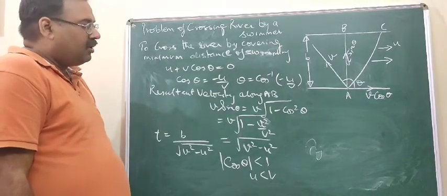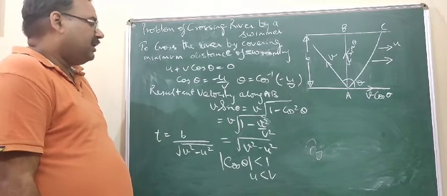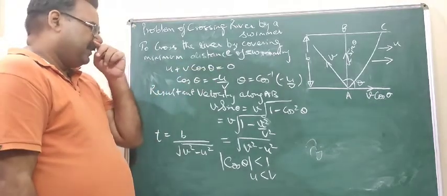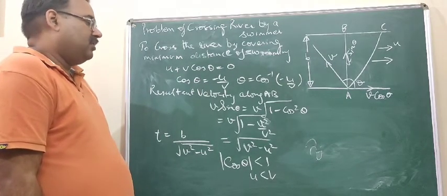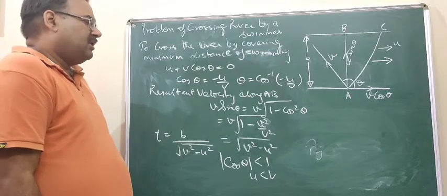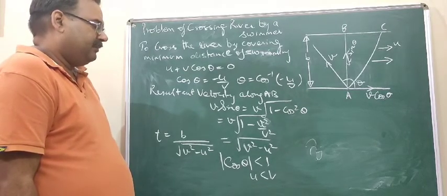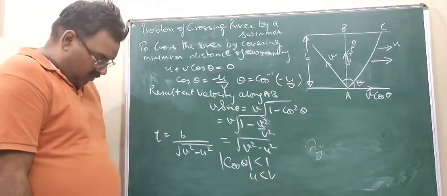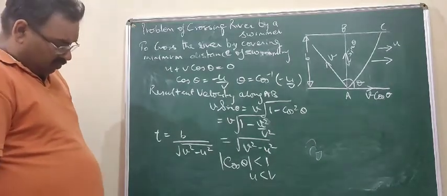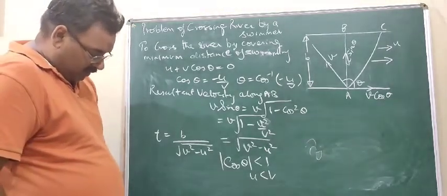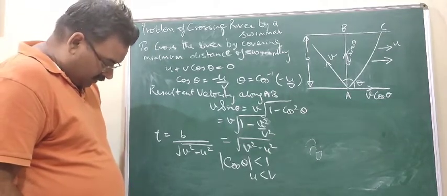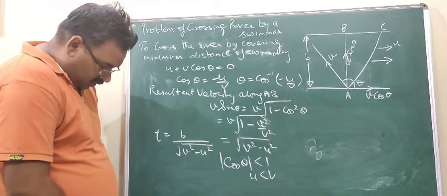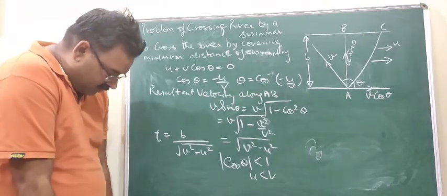So we put the velocity along the flow, u plus v cos theta, equal to 0, because the resultant along the flow direction should be 0. From this we get the value of cos theta, which is minus u upon v. Now we have to cross the river along AB. The swimmer should move along AB, swimming at angle theta with the direction of flow.